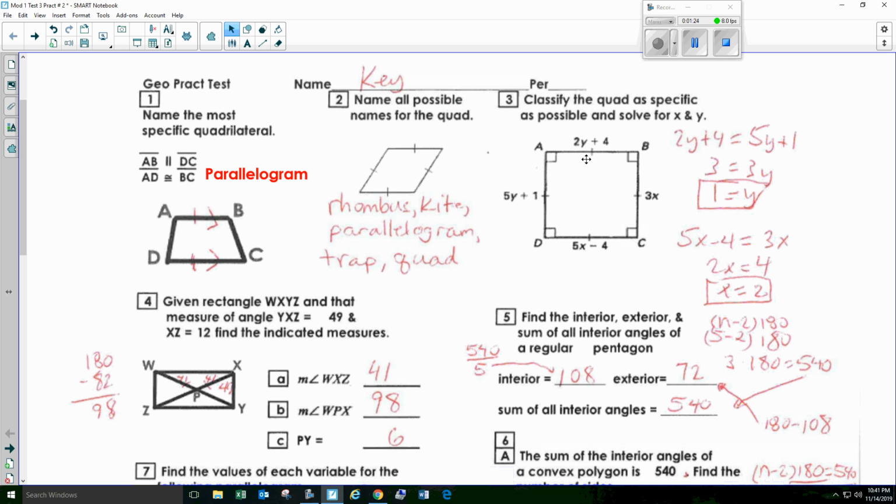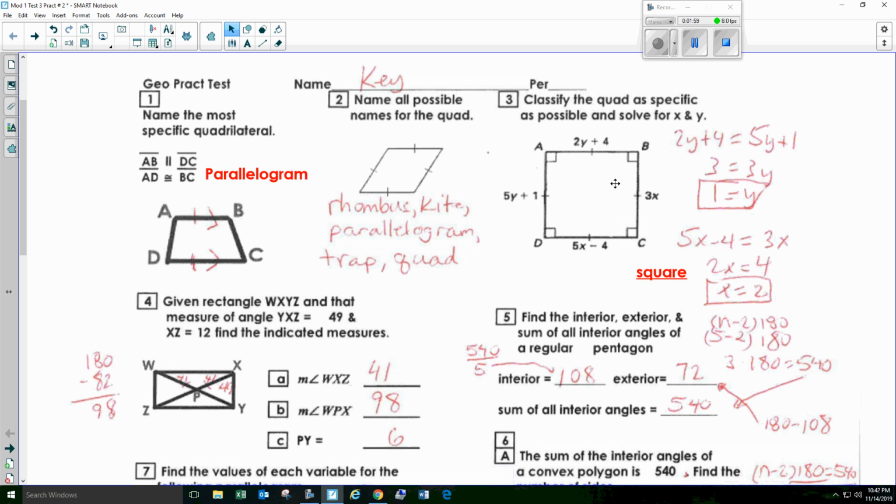Okay, number 3, all sides are equal, so I look at the ones that have the y's with them and set them equal to each other. The ones that have the x's with them, set them equal to each other. Solve. And it said classify the quadrilateral as specifically as possible. This is a square. So there was a blank on the test for you to put that in there, and yet a lot of people did not do that. They left it blank. Square is 1 point, and each of these is 3 points total.